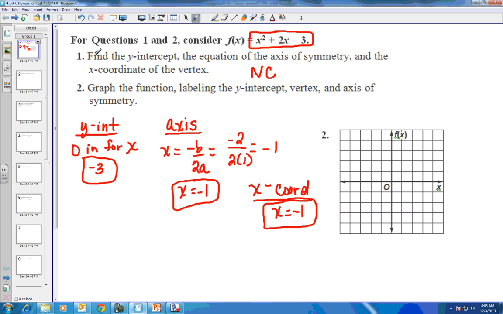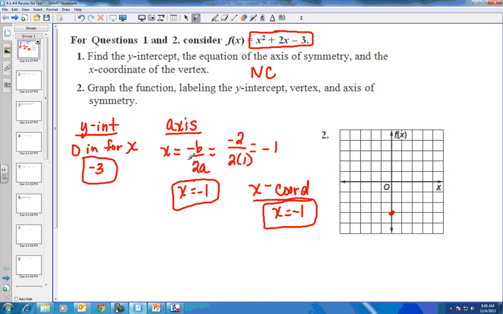Okay, now for number 2, we're going to use this information that we just found in order to graph the function. Now we could use a t-chart and find a table and all that, and we will if we need to. But first, let's just label all of this. I know my y-intercept. My y-intercept is -3. 1, 2, 3. It's going to cross my y-axis at -3.